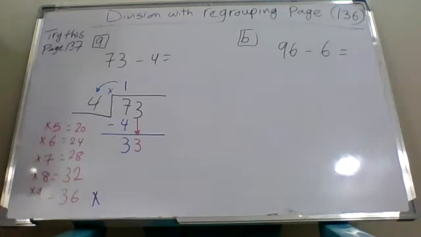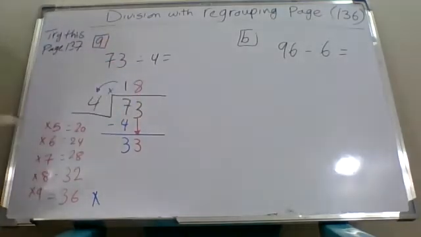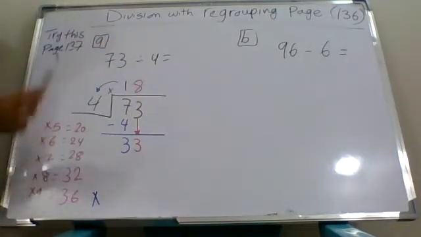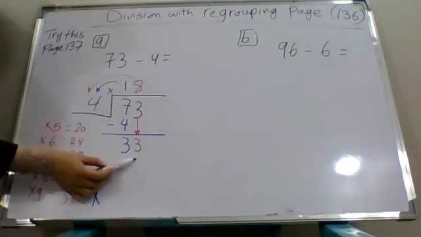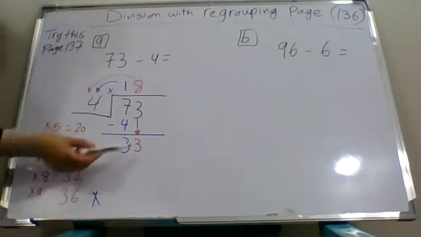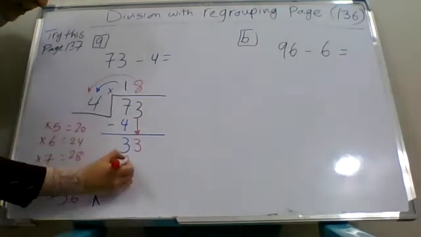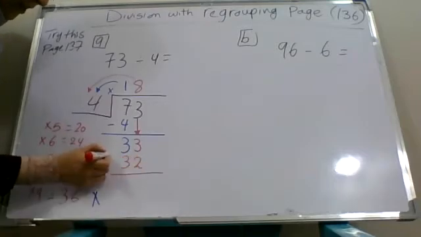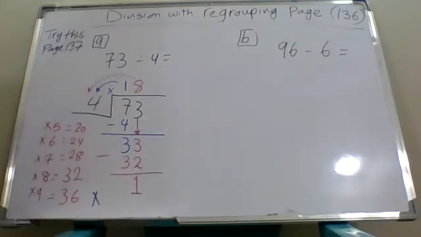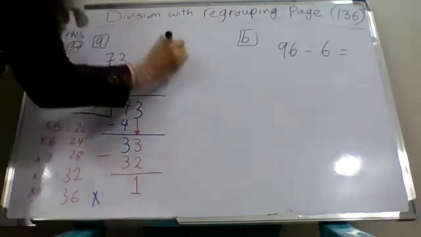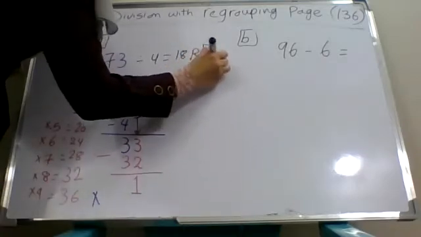I have to choose times 8. So the answer is going to be 8. I choose number 8 because it has to be 33 or less. Now I multiply. I'm not allowed to subtract 33 from 36. So 8 times 4 equals 32. Then I subtract: 33 take away 32 is 1. So I have 1 remainder. The answer is 18, and the remainder is 1.